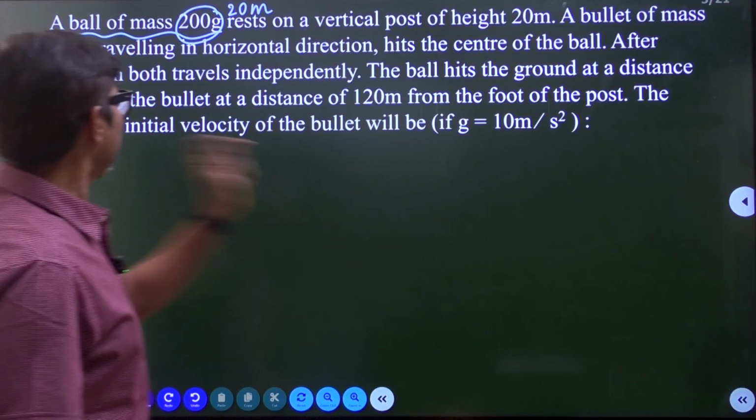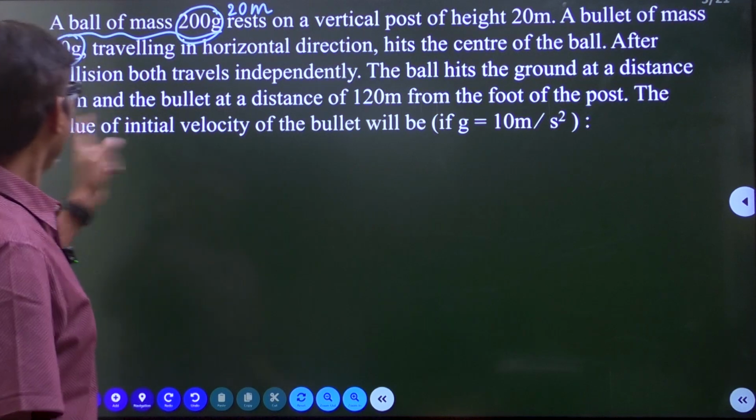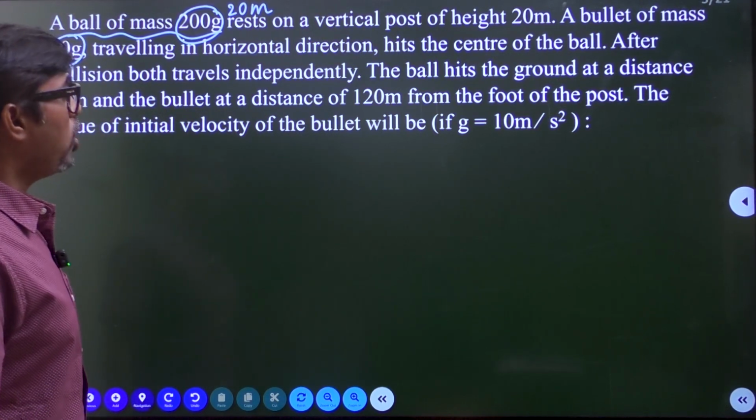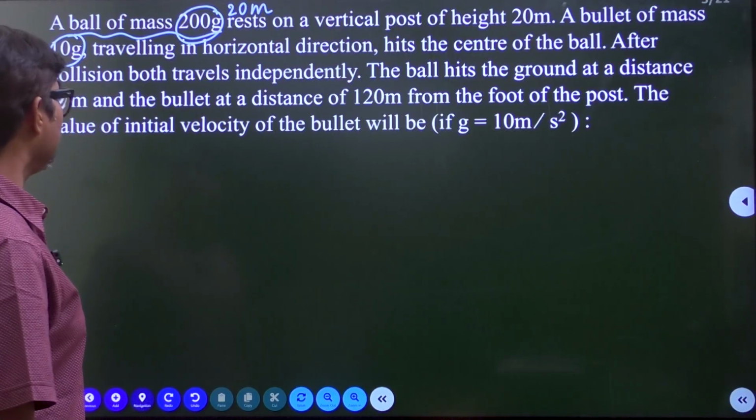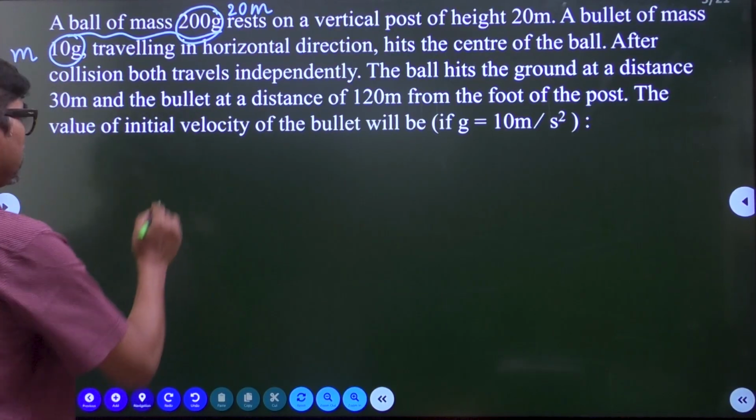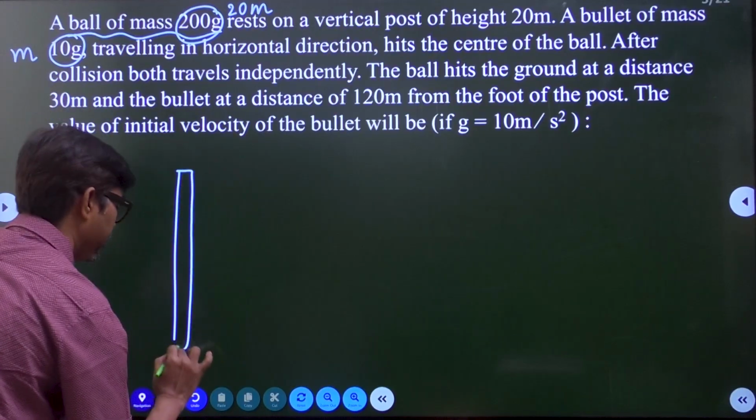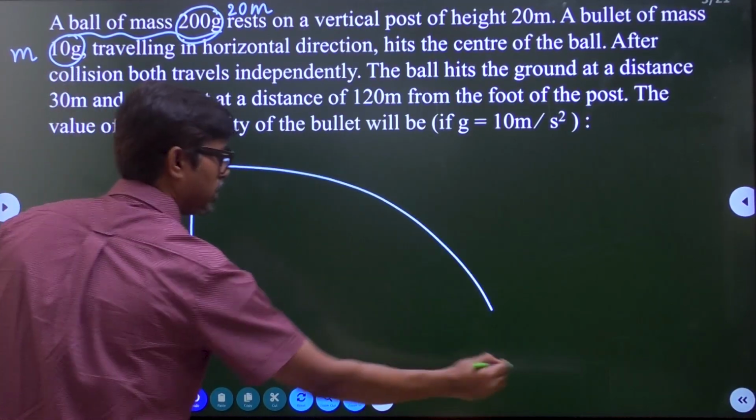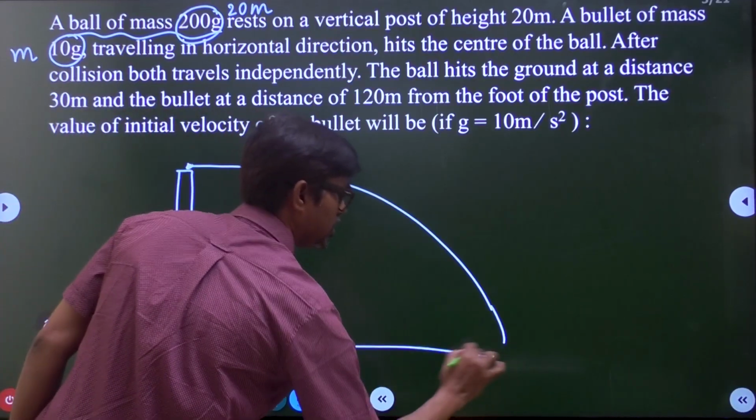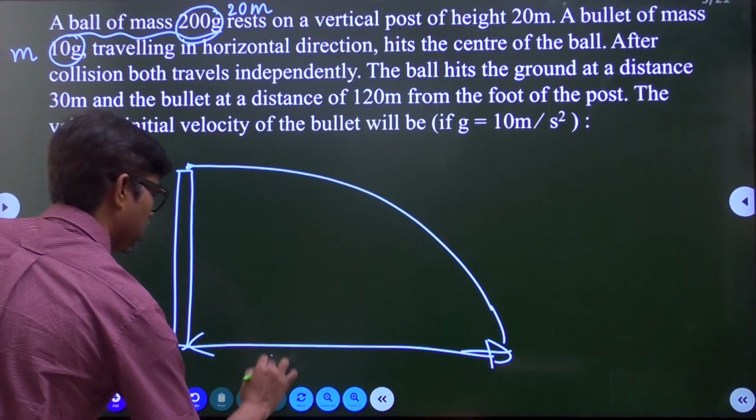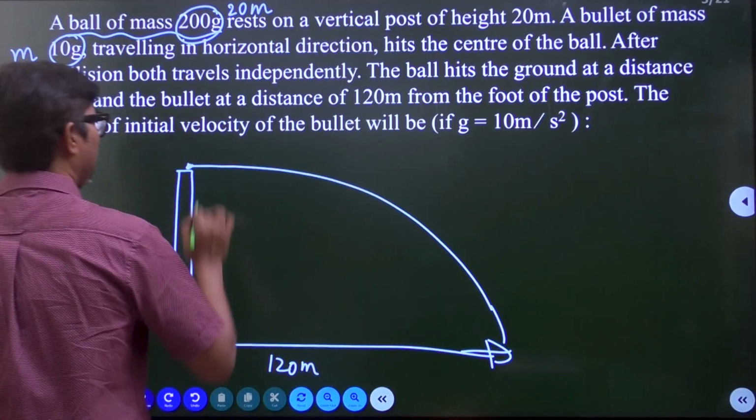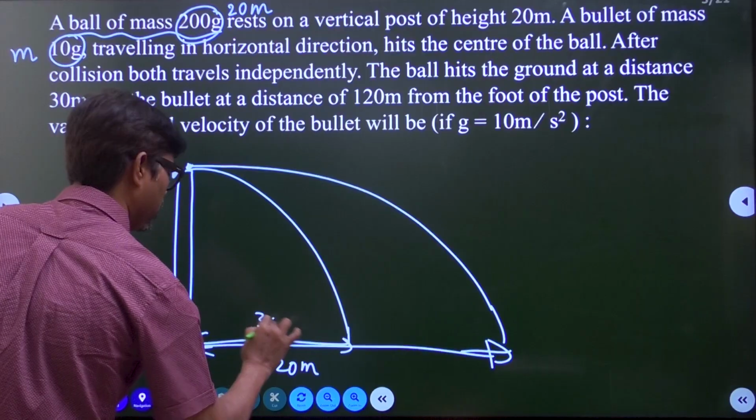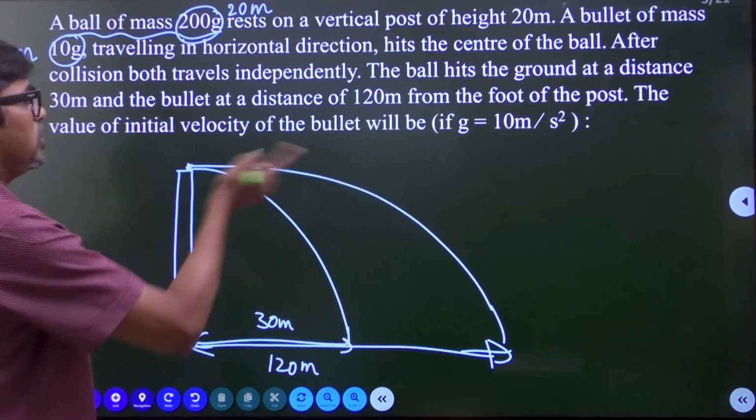So this bullet hits that ball. After the collision, both travel independently. They go separately. The ball hits the ground at a distance of 30 meters and the bullet at a distance of 120 meters. Let's say this is a tower we have. From the tower, the bullet goes and falls somewhere here at a distance of 120 meters after the hit, whereas the ball would fall at a distance of 30 meters here. So 30 meters and 120 meters.